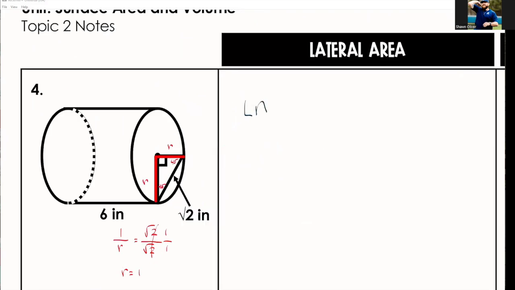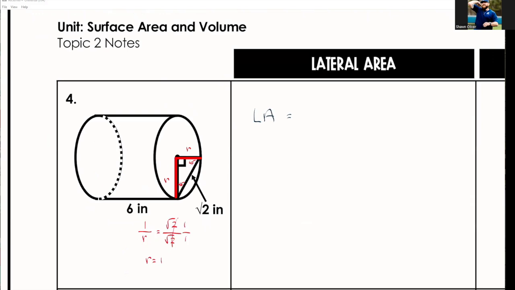So lateral area is 2 pi r, which is our circumference, times the height of our cylinder. So 2 pi times 1. And then how far is it from the back of our cylinder to the front of our cylinder? 6. Simple answer, 12 pi.